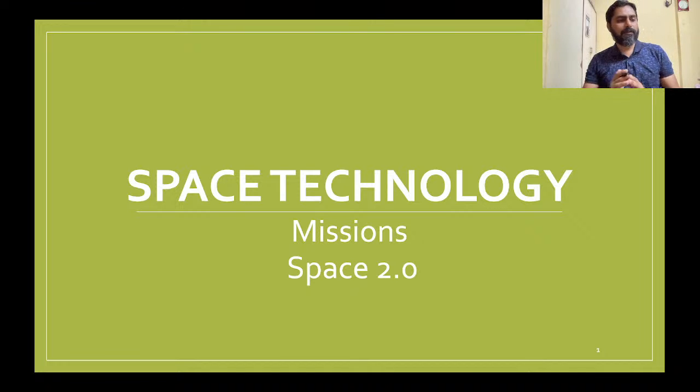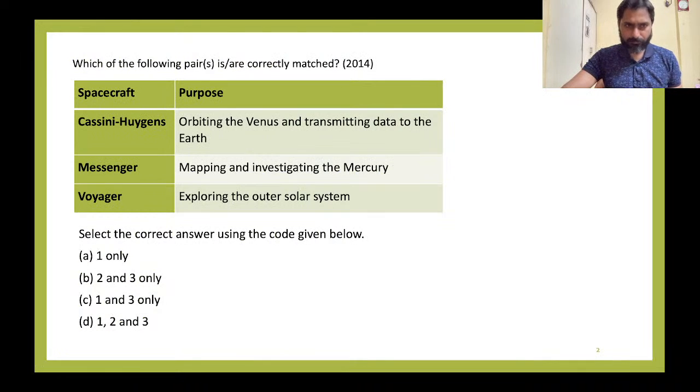What we'll try to cover today is the different missions to different planets and to the Sun. Before that, we'll see the different types of orbits. We'll try to understand what orbits are. So what is an orbit? Before we begin with the orbit, what is the importance of this topic of missions? Missions is very important from the prelims point of view.